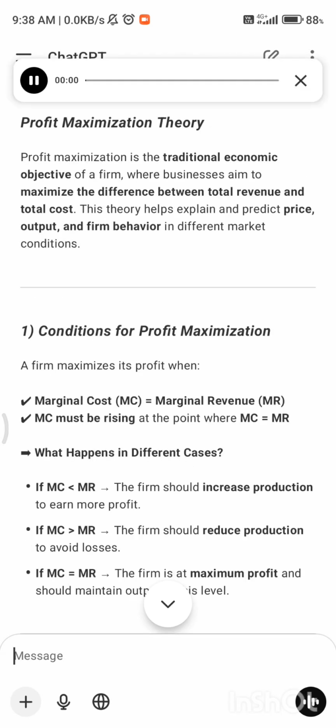Profit maximization theory. Profit maximization is the traditional economic objective of a firm, where businesses aim to maximize the difference between total revenue and total cost. This theory helps explain and predict price, output, and firm behavior in different market conditions.